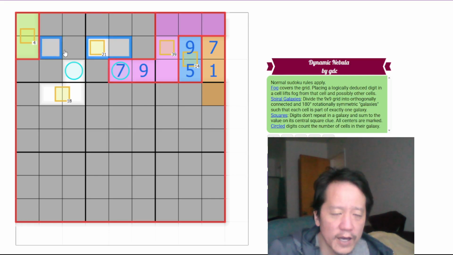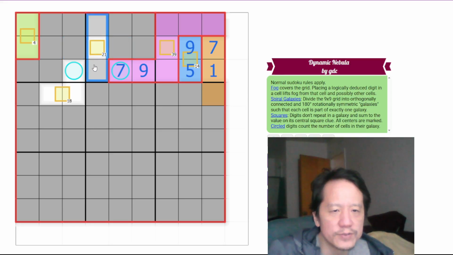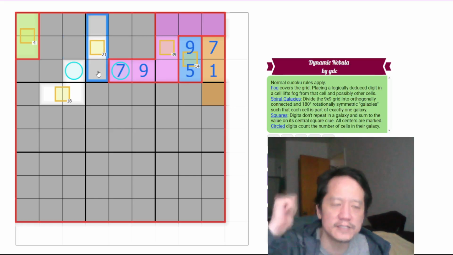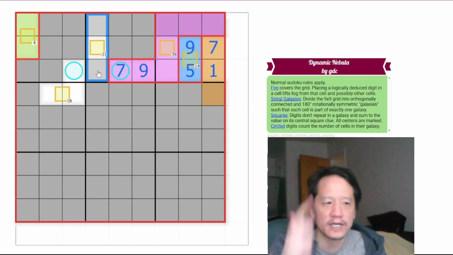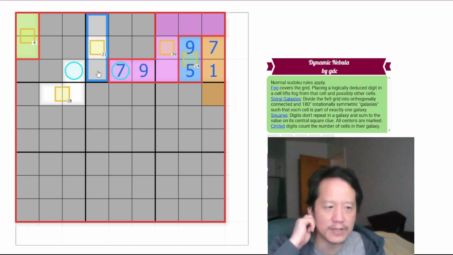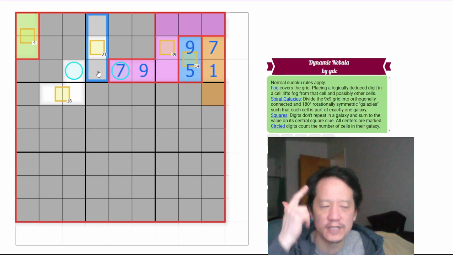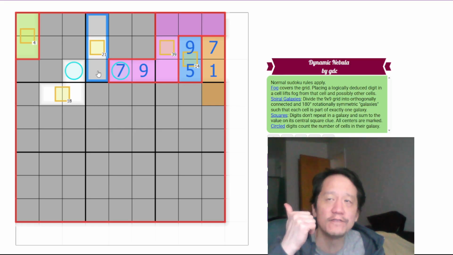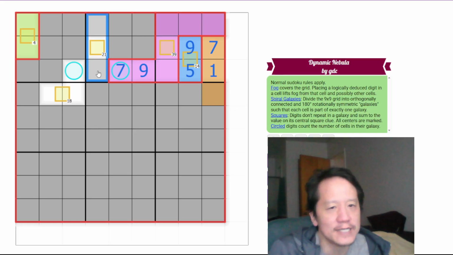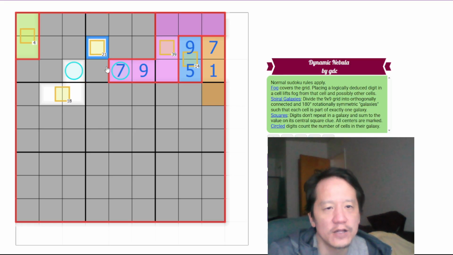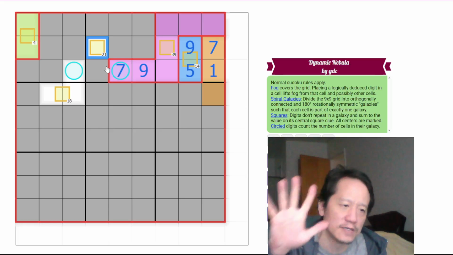So say we had this galaxy be 3. The problem is, if it's 3 in size, it's either this way, these 3, or these 3. Either way, it cannot contain a 7, and it cannot contain a 9. So at most, it would be the digits 5, 6, and 8. And 5, 6, and 8 adds up to 19 at most. Therefore, this galaxy must be 5 cells.